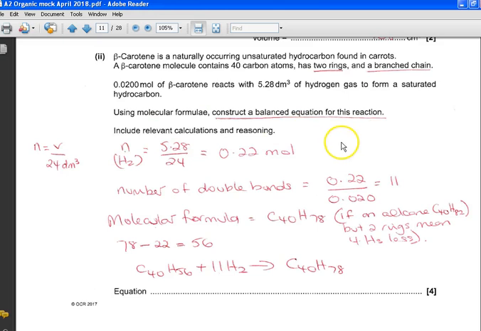So as it says, you need to show some calculations and some reasoning. So I've just scribbled down there the equation that I'm going to need. So I can work out my moles of hydrogen because we've got a volume. So we've got moles of that. We can work out our number of double bonds because we know how many moles of beta carotene we've got, and we now know how many moles of hydrogen, so we divide one into the other, and that tells us there are 11 double bonds. Now, even if you'd only done those 2 parts of the calculation, you would have got a couple of marks.